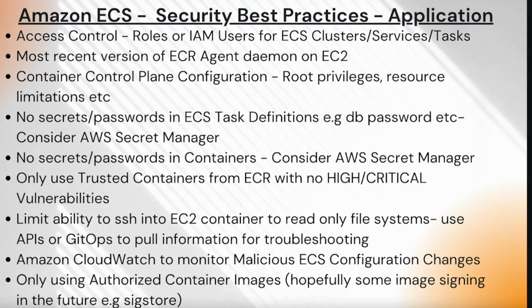Make sure you're running the most recent version of the ECS agent daemon on your EC2 instance. Make sure your access roles, specifically the task execution role as well as the task IAM role, are configured in a way that limits access only to what they should be doing. You can also, however, use cluster, services, and tasks to limit roles as well.